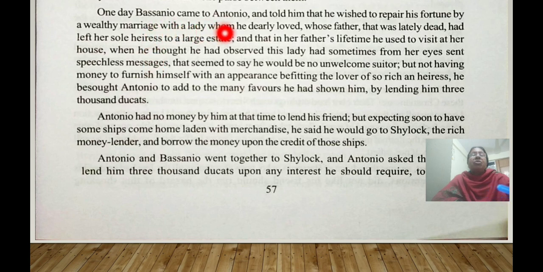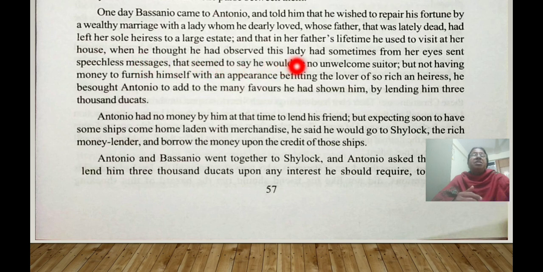So one day, Bassanio came to Antonio and told him that he wished to correct his fortune, or to fill up his fortune, by a wealthy marriage with a lady whom he dearly loved. This much is clear. So he wished to marry a wealthy lady, a lady who was fortunate to be wealthy, whose father, that was lately dead, recently the father had died, had left her sole heiress to a large estate. So this lady had become the sole heiress, the only heiress. She had inherited her father's large, big estate property, and in her father's lifetime, he used to visit her house. So when her father was alive, Bassanio used to go to her house and visit her.